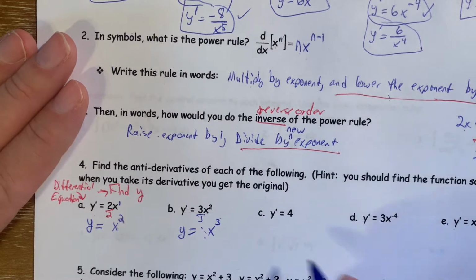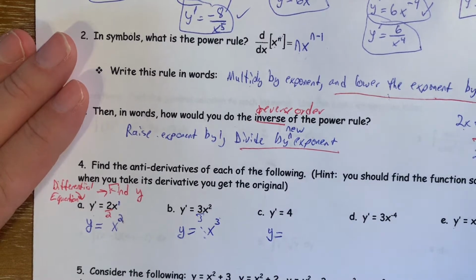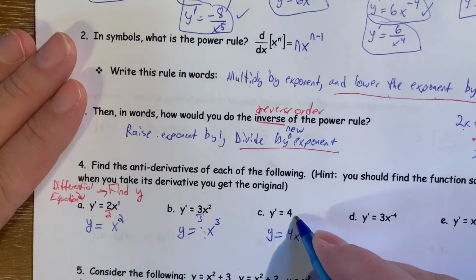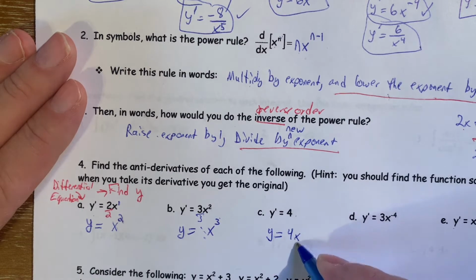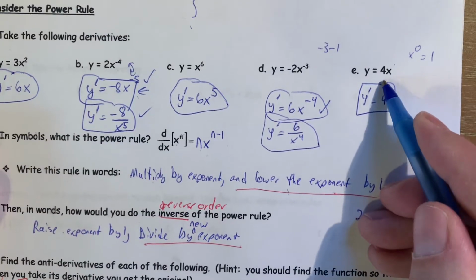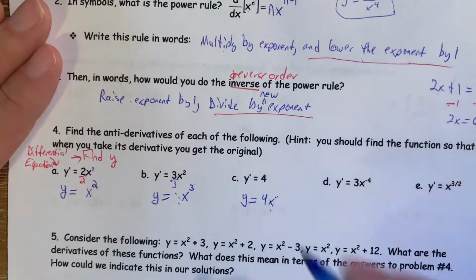Okay, how about y prime equals 4? What was the original function? Well, the original function was 4x. This has an exponent of 0, and when you raise it by 1, it'll have an exponent of 1, and dividing by 1 doesn't change anything. Or you can just remember that the derivative of an x is a constant. The derivative of x is 1, and so the integral of 1 is x. Okay.